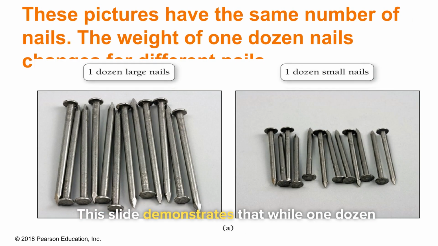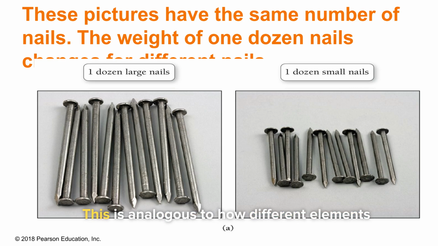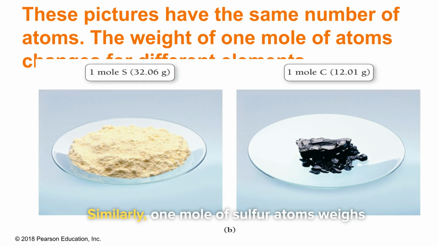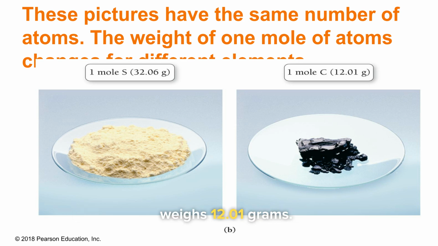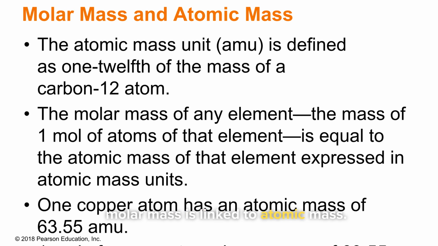This slide demonstrates that while 1 dozen large nails and 1 dozen small nails share the same count, their weights differ significantly. This is analogous to how different elements have different molar masses. Similarly, 1 mole of sulfur atoms weighs 32.06 grams, while 1 mole of carbon atoms weighs 12.01 grams. The number of atoms is identical, but the total mass depends on the individual mass of each atom. Molar mass is linked to atomic mass.